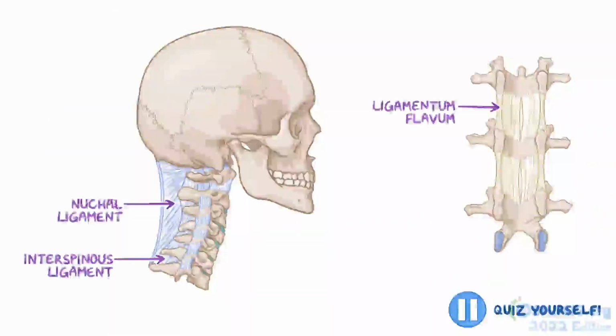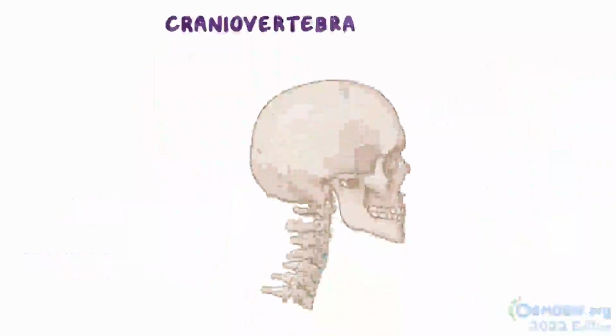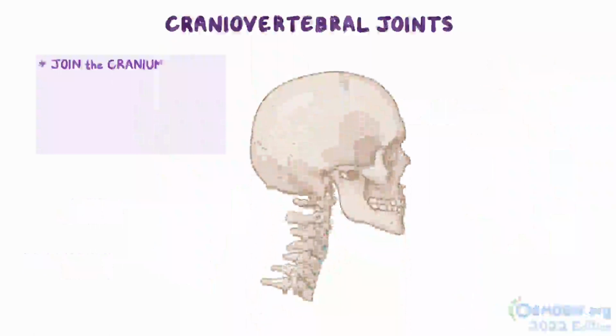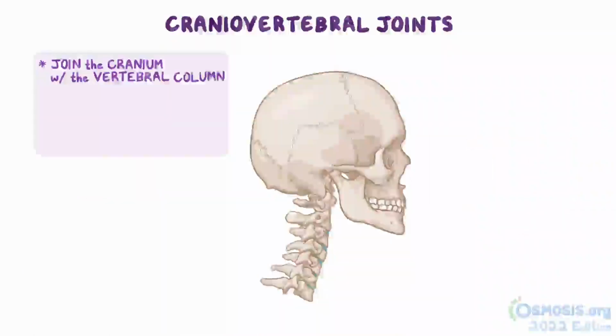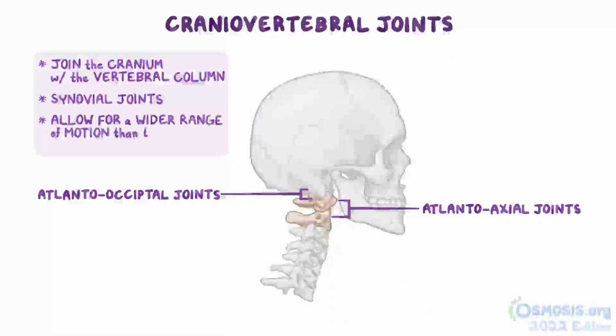Alright, now let's get into the last group of joints of the vertebral column, the craniovertebral joints, which of course join the cranium with the vertebral column. There are two sets of craniovertebral joints, the atlanto-occipital joints and the atlanto-axial joints, both of which are synovial joints that allow for a much wider range of motion than the rest of the joints of the vertebral column.